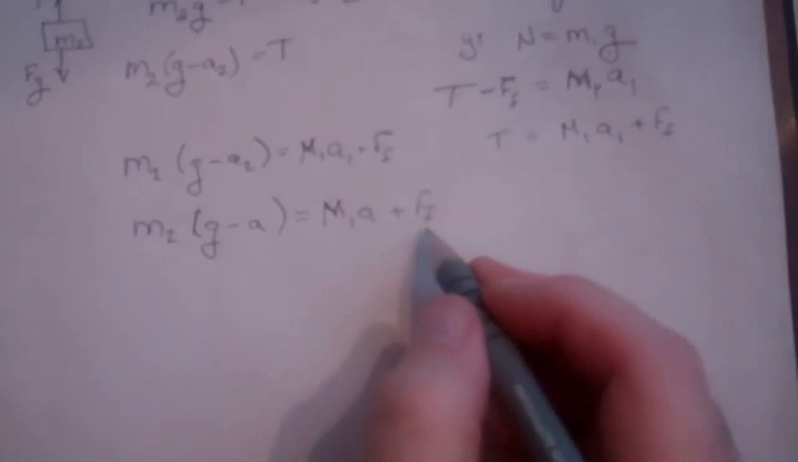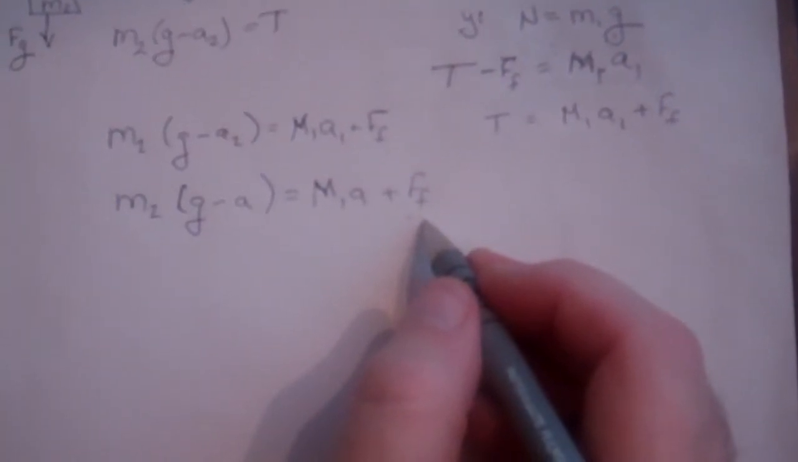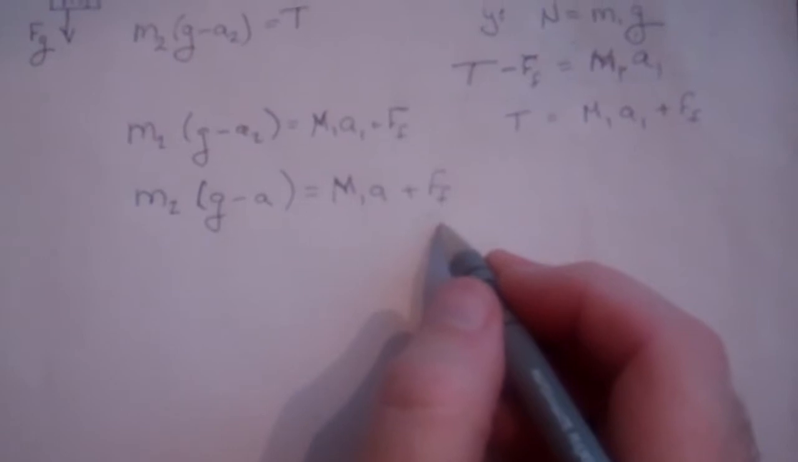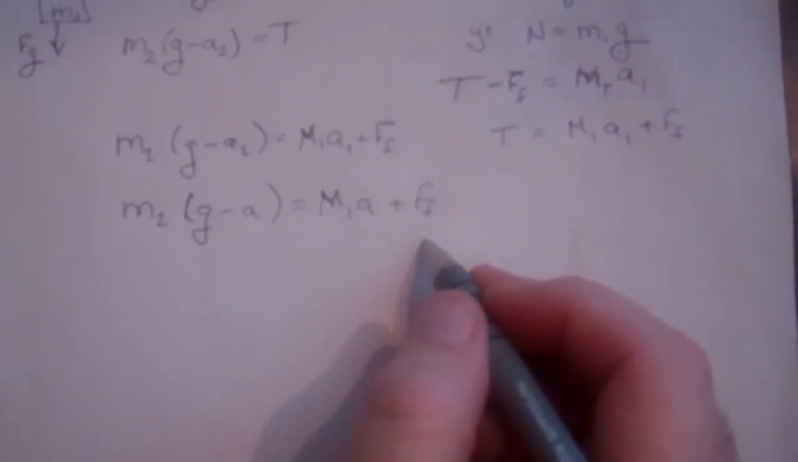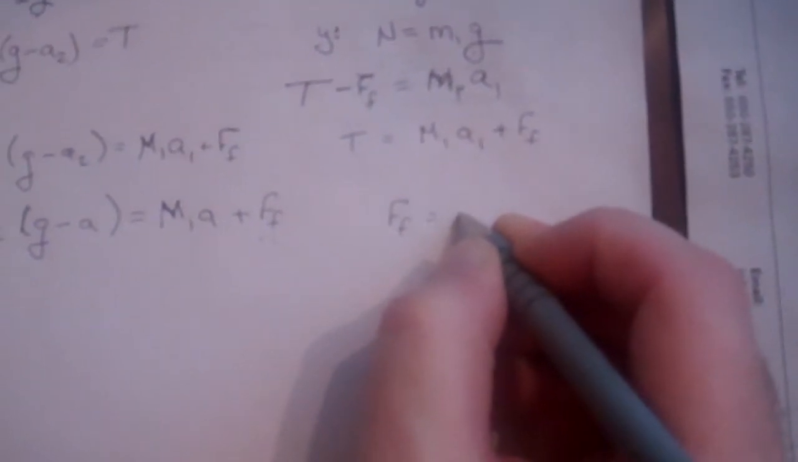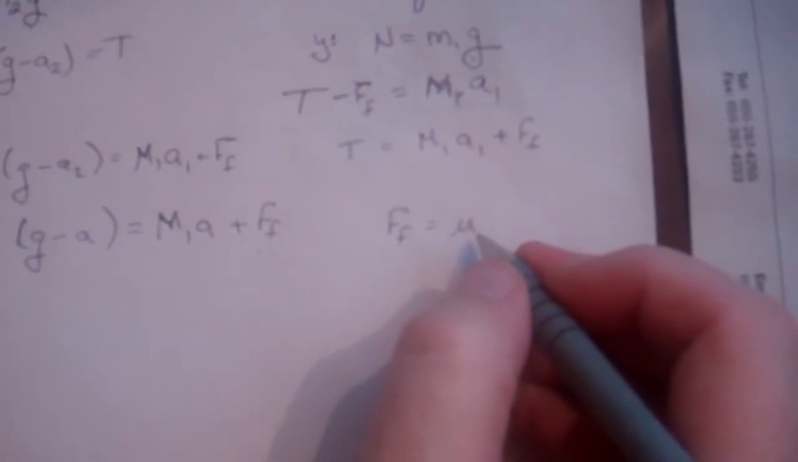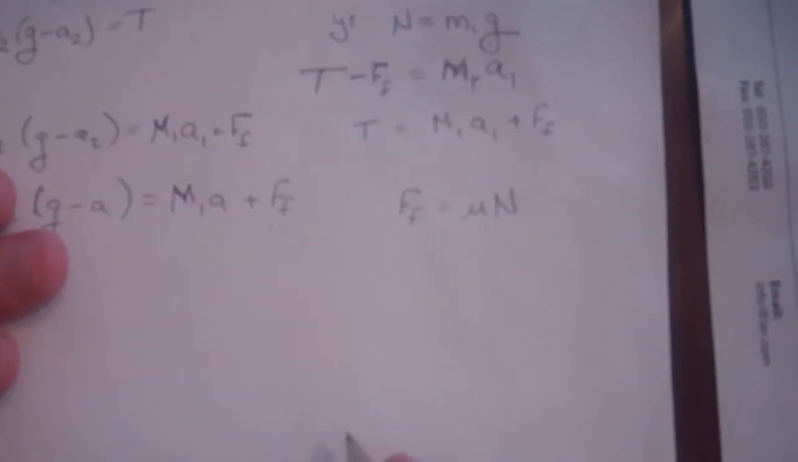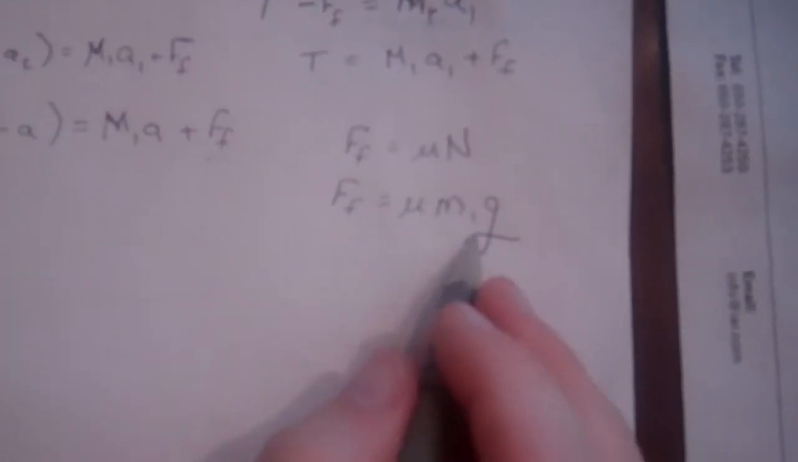All right. So now we're really down to just one problem here. What do we do about this frictional force? Well, that's a good question. What do we do about it? Well, as it turns out, the frictional force is equal to mu, which is a property of the surface, times the normal force. Now, since it's flat, we know that the normal force is equal to m1g, so we can say that the frictional force is equal to mu m1g. That was easy enough. We can put that over there.